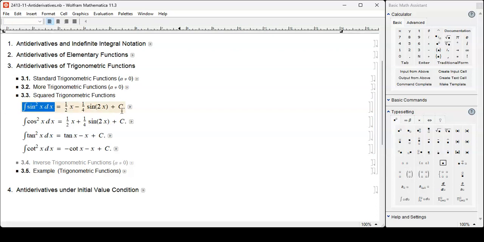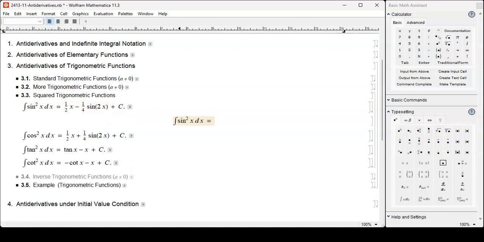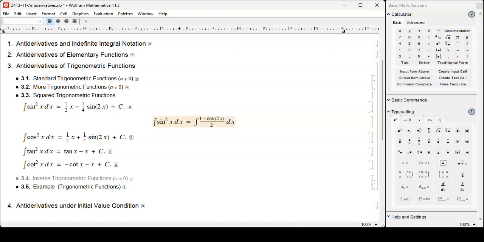So, okay, let's start from this. And then let's do some manipulation of sine squared. You can use the power reduction formula: 1 minus cosine of 2x over 2. Or equivalently, 1 over 2 minus 1 over 2 cosine of 2x.